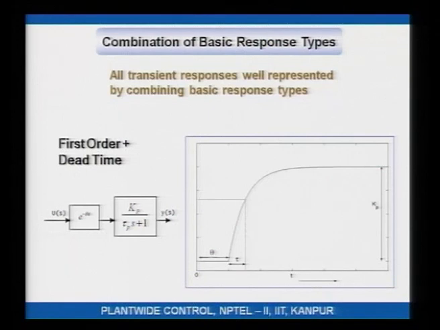So, in a first order plus dead time model, nothing happens for the dead time, and then there is an exponential first order rise to the final steady state, and the response rises to 63.2%, if this is 100%, the response rises to 63.2% in one time constant.